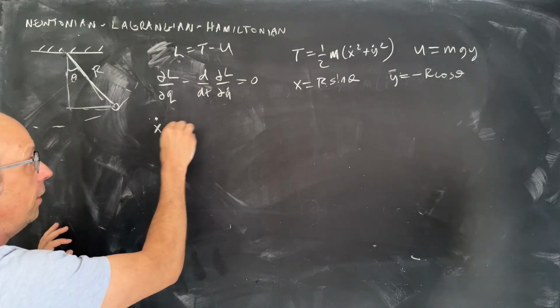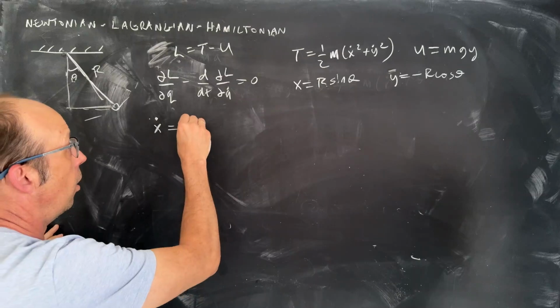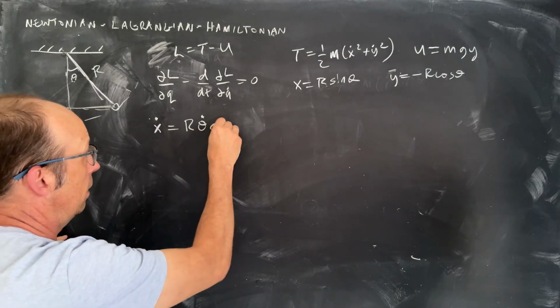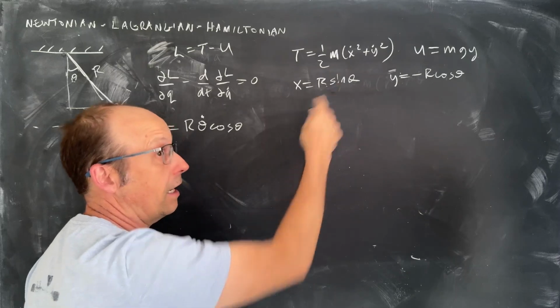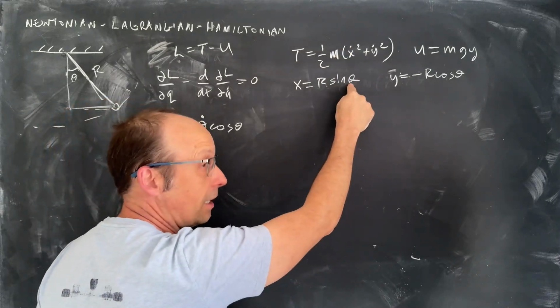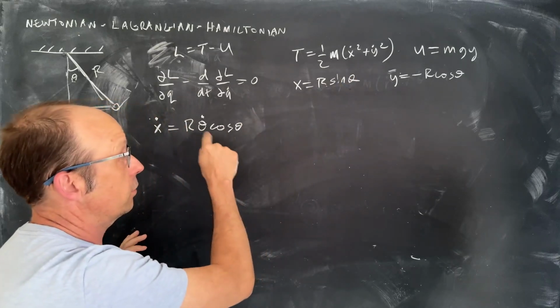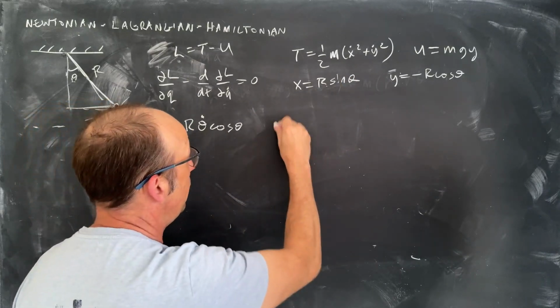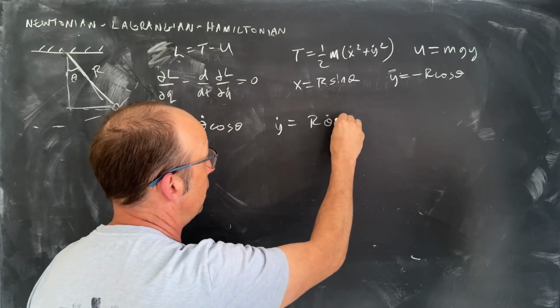X dot is going to be, and it's a little bit nicer because r is a constant, r theta dot cosine theta. Remember, if I take the derivative of sine theta, I get cosine theta, but then I have to take the derivative of the inside. So I have to take the derivative of theta, which is theta dot. So that's how I get that. And then y dot is going to be equal to r theta dot sine theta.